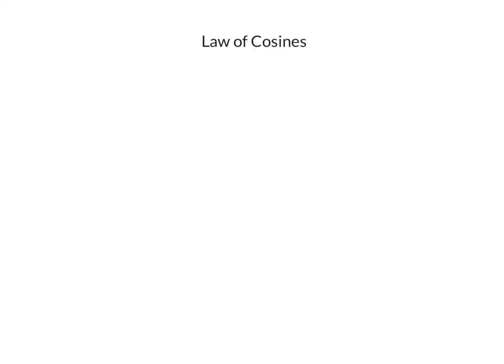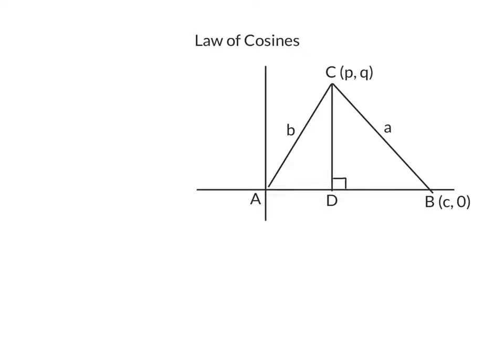This lesson is on the law of cosines. We're going to start this lesson by dealing with a general triangle, but we're simply going to put it in the xy coordinate plane. So now you can see that we have a general triangle ABC on the xy coordinate plane. A is at the origin, and AB is along the x-axis, and then C is located in the first quadrant at coordinates P, Q.